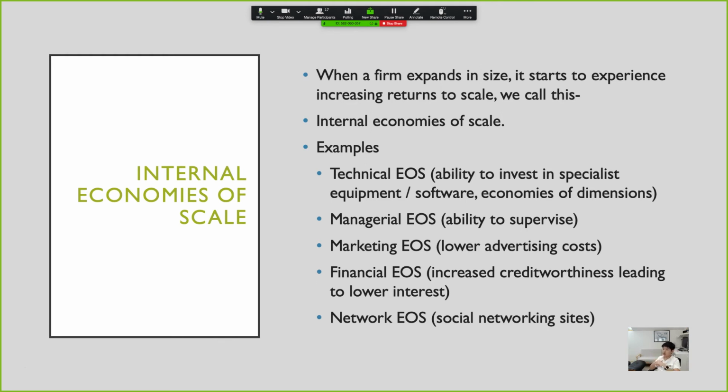So I'm going to start first with the concept of technical economies of scale. Airlines will be one example of the ability to enjoy technical economies of scale.